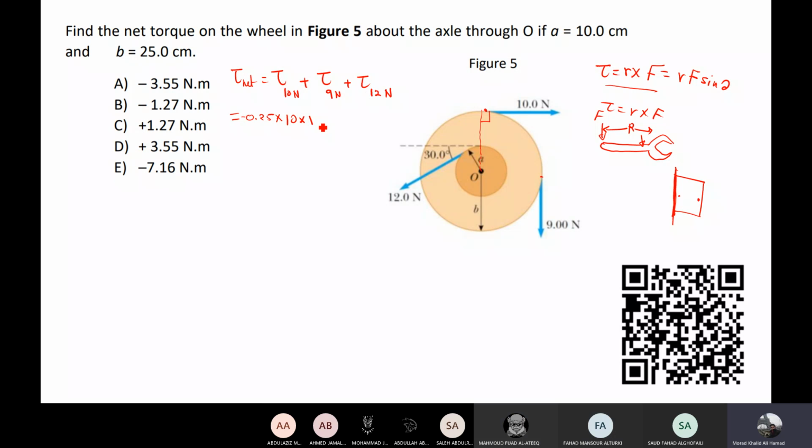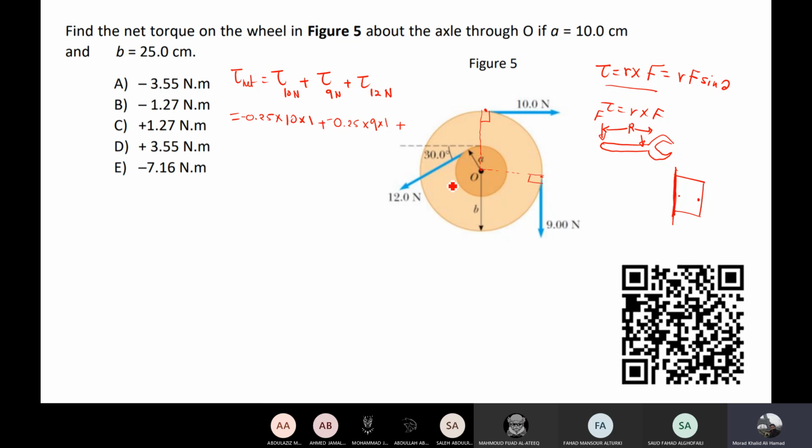Clear. Plus for the 9 Newton. This is 9 Newton. This is the center. How much is this angle? 90. So what is the R here? R is B, which is 0.25 times 9 Newton, and theta 90, so it is times 1. And is it clockwise or counterclockwise? It's clockwise, so it's minus. So it is minus.